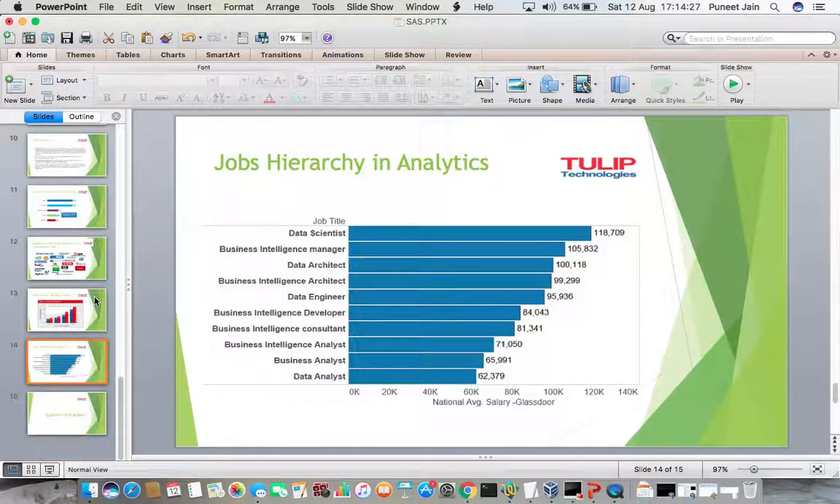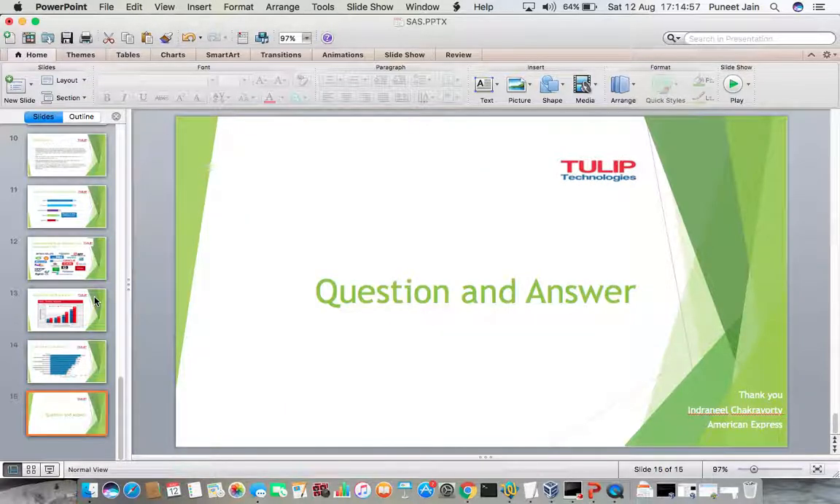So the job hierarchy in analytics is something like this: a person starts off as DA, then BA, then SIA, then SIC, then BID, then DE, then BIA, then DA, BIM, and then comes DS. Above DS is SAS developer, which is really in hot demand. You can see the national average salary given by Glassdoor, so you can verify it from Glassdoor or any other platform, right? The question and answer sections will be right over here.